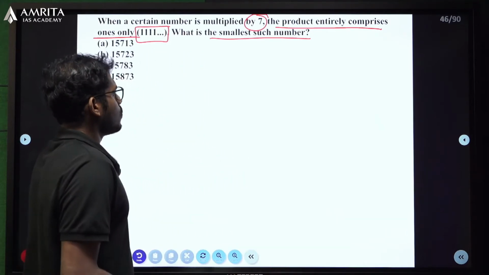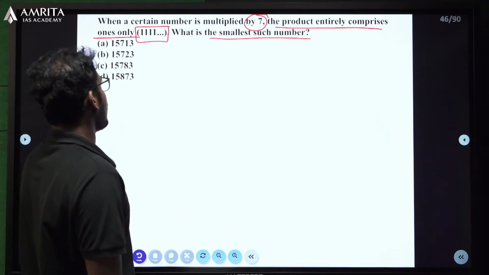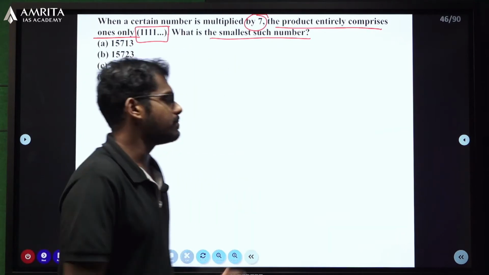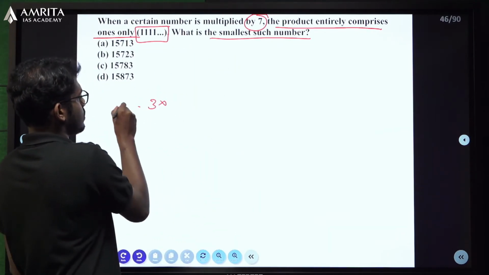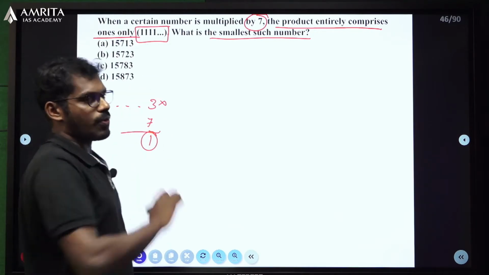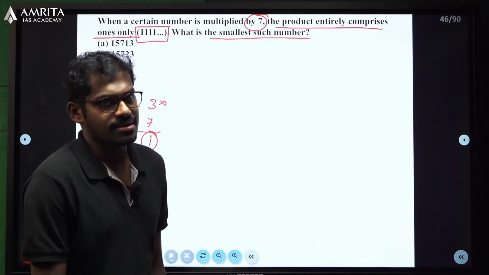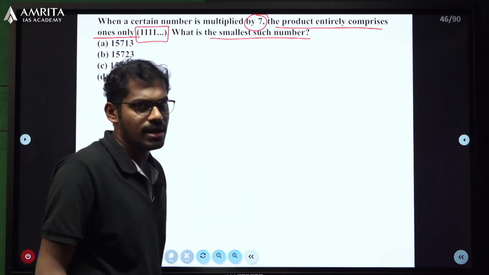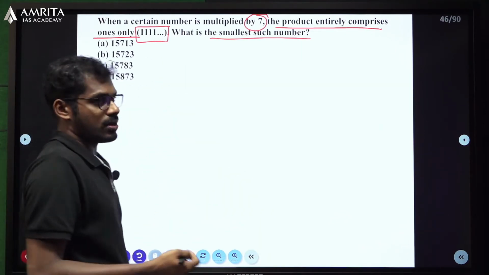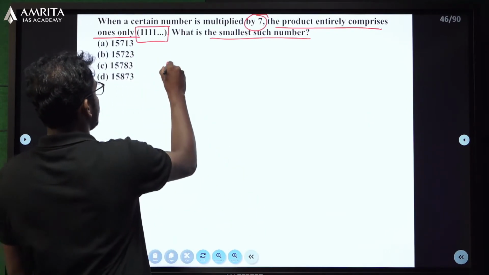Clear? So, if you analyze the options, all the options end with 3, which means 7 times 3 is 21 and the unit place is 1. So there is a possibility that all 4 numbers can be an answer, because all the numbers contain 3 at the unit place. Clear? So nothing to do, simply the multiplication will give us the answer. So let's multiply it first.